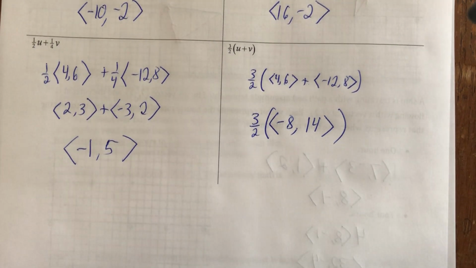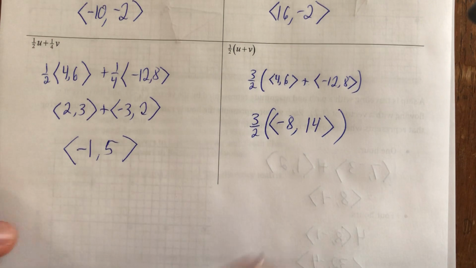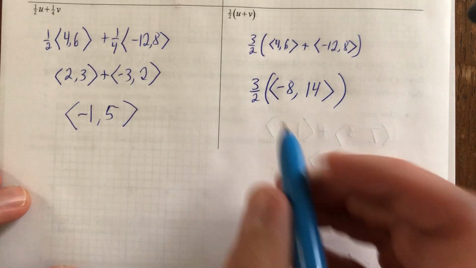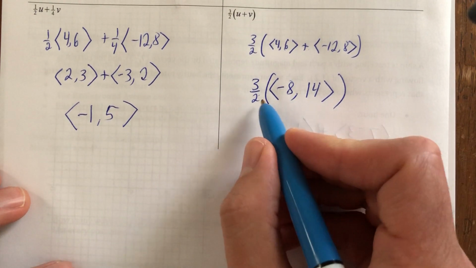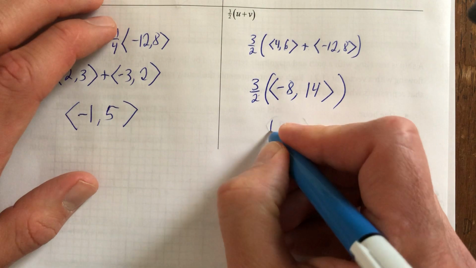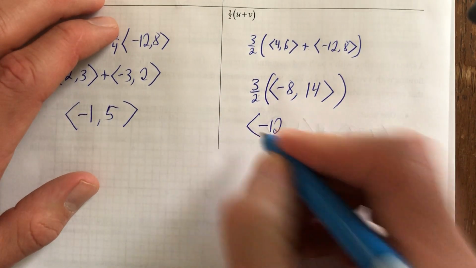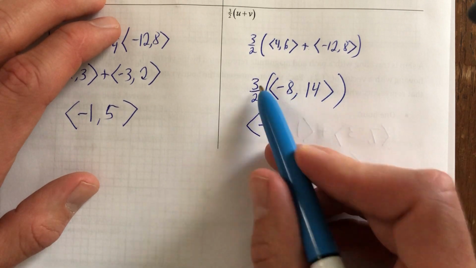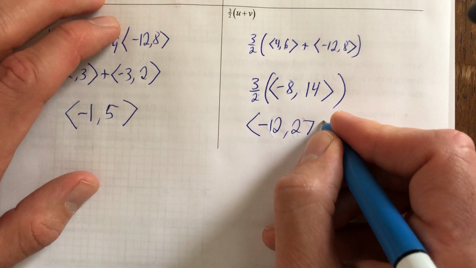And now if you're like, why do I even have parentheses and the brackets? You don't have to have the parentheses at this point, but basically it's 3 halves times negative 8, 3 halves times 14. So 3 halves times 8, let's see, half of 8 would be 4, and then times 3 would give me 12, but it is negative. Still a vector. Half of 14 is 7. 7 times 3 is 21. There we go.